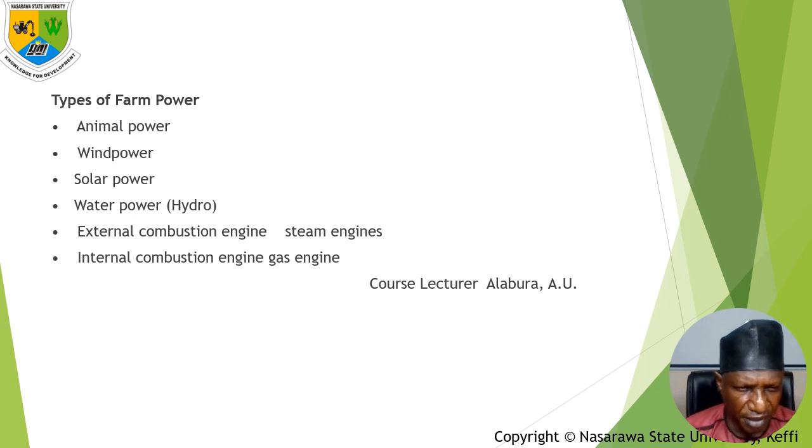Types of farm power. One, animal power. Two, wind power. Three, solar power. Four, water power or hydro. Five, external combustion engine or steam engine. And then six, internal combustion engine or gas engine.